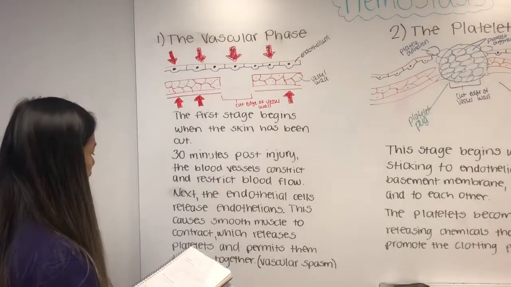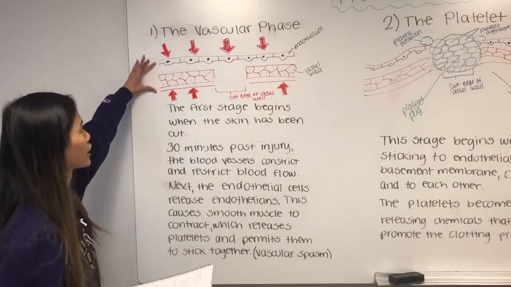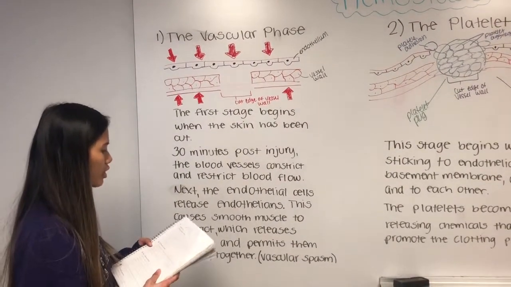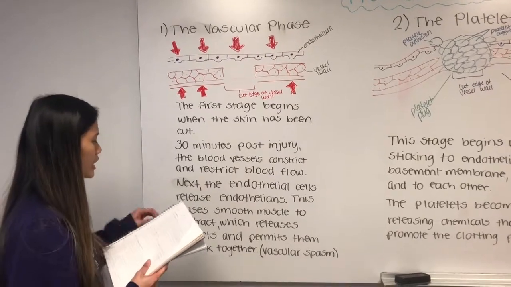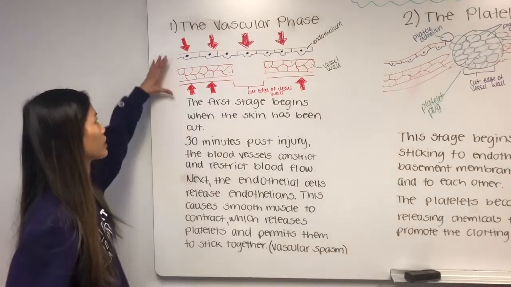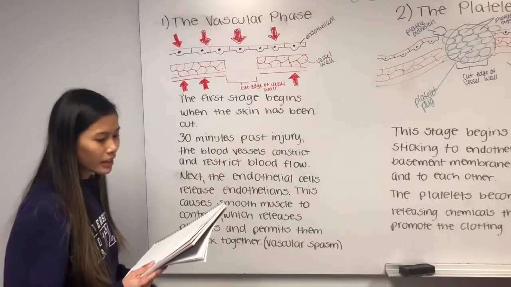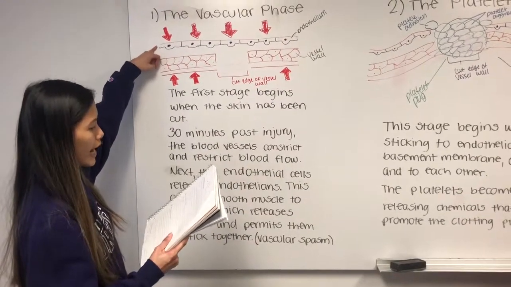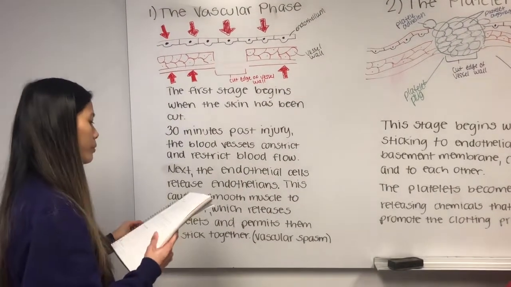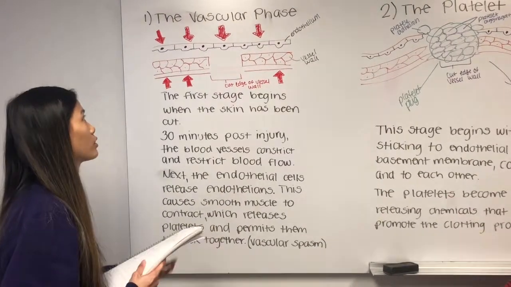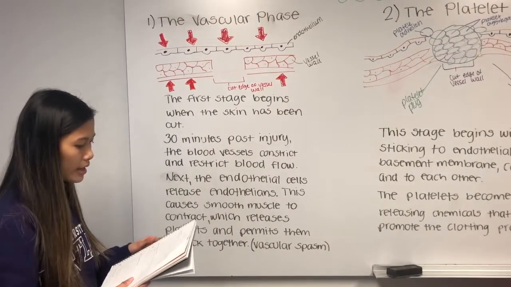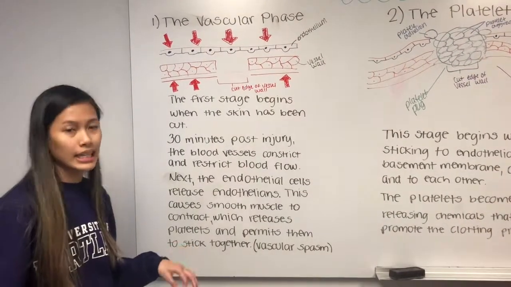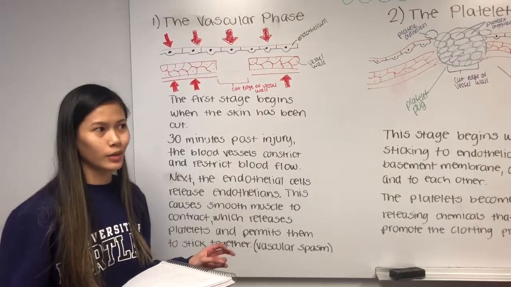Cutting the wall of a blood vessel from an injury triggers a contraction in the smooth muscle fibers of the vessel wall. This contraction is called a vascular spasm, which decreases the diameter of the vessel, so it just gets smaller. During this phase, the endothelial cells contract and release endothelins, which is a hormone that stimulates smooth muscle contraction and endothelial division. The endothelial cells become sticky and adhere platelets to one another.